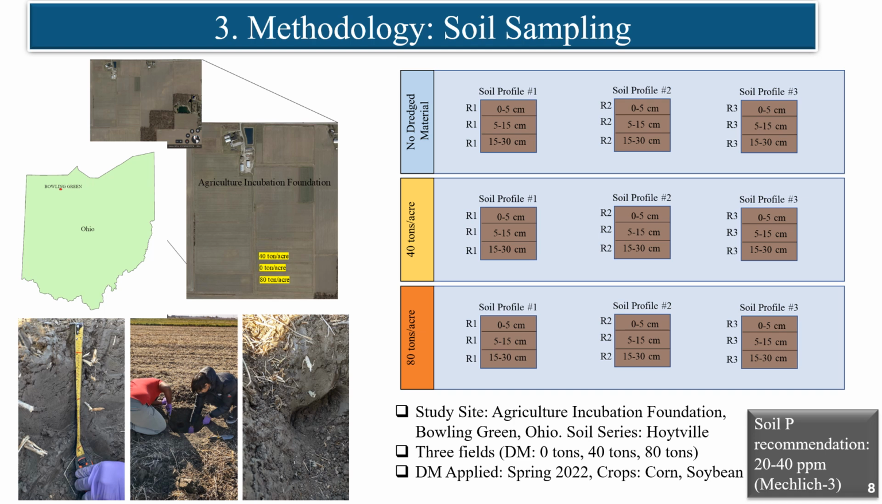From each field, we collected soil samples from 3 locations. In the figure, you can see that soil locations are named as soil profile 1, soil profile 2, and soil profile 3. And from each location, we collected soil samples as a function of depth, that is from the depth of 0 to 5 centimeter, 5 to 15 centimeter, and 15 to 30 centimeter. Thus, we collected soil samples from 3 fields, 3 locations in each field, and 3 depths from each location. So to summarize, we collected a total of 27 soil samples.